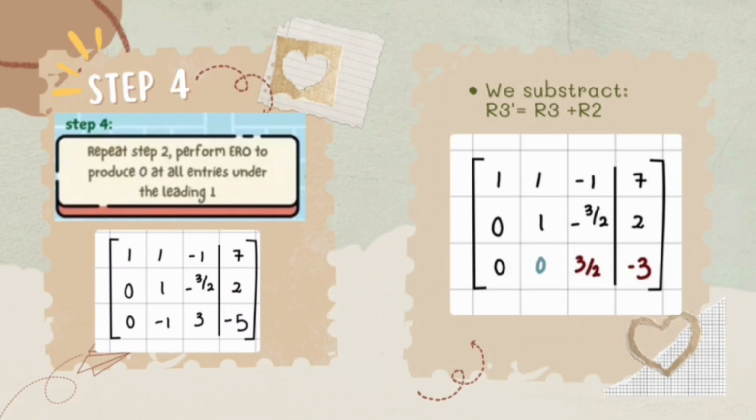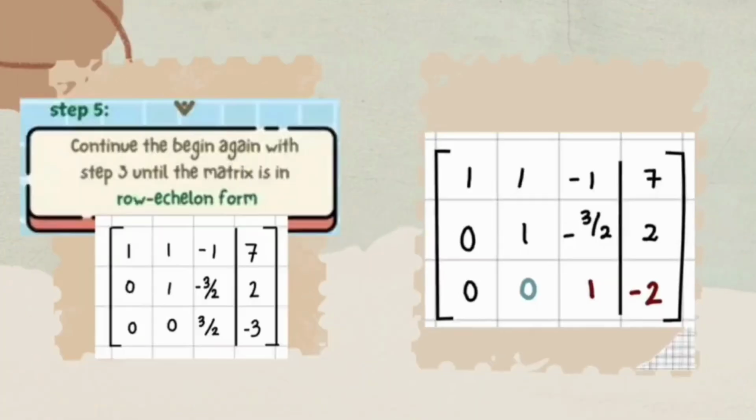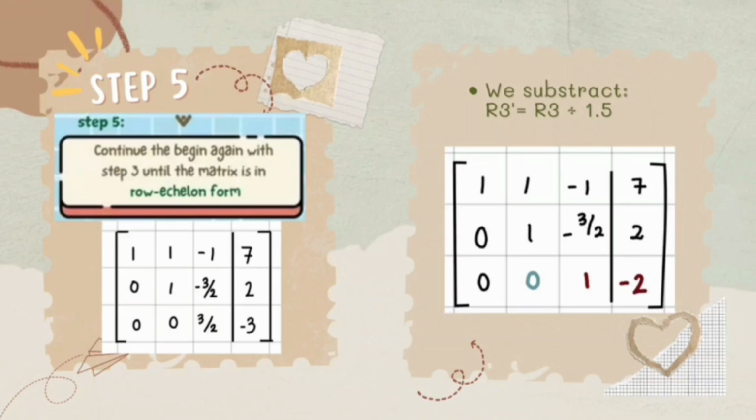After that, for step 4, we need to repeat step 2 to perform ERO to produce 0 at all entries under the leading one. So new R3 equals R3 plus R2. Based on step 5, we need to repeat step 3 until the matrix is in row echelon form. So new R3 equals R3 divided by 1.5 or 3 over 2.